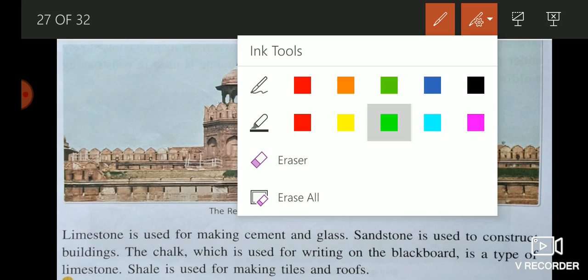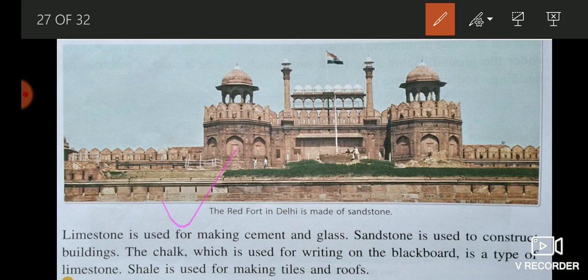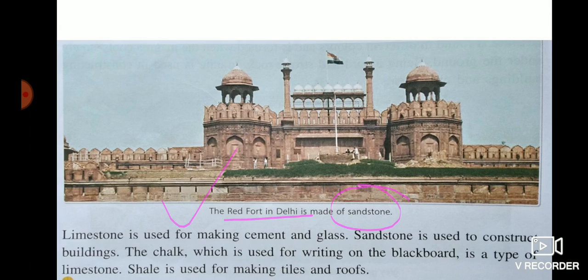You know the Red Fort, where is the Red Fort located? The Red Fort is located in New Delhi, that is the capital of our country, and this Red Fort is situated in Delhi. And this Red Fort is made up of sandstone. Very much important. You should know this Red Fort is made up of sandstone, and sandstone is nothing but an example of sedimentary rocks. So I think you have understood the sedimentary rocks.